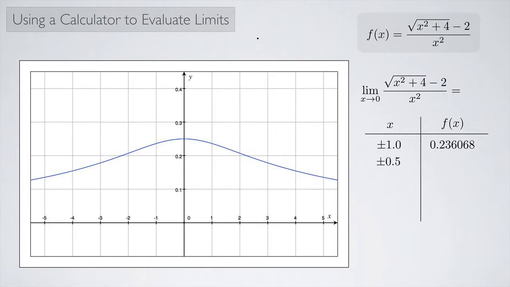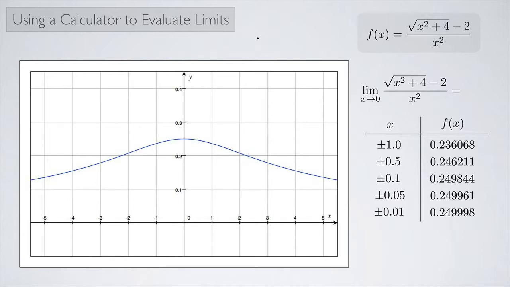And then plus or minus 0.5, we have 0.246211, and then plus or minus 0.1, and you can see the rest of these here as we get closer and closer to 0. And so it looks like it might be approaching 0.25. And if you look at the graph, that does seem to make sense here. It looks like that's what we are approaching here. So it looks like this is about a quarter here.